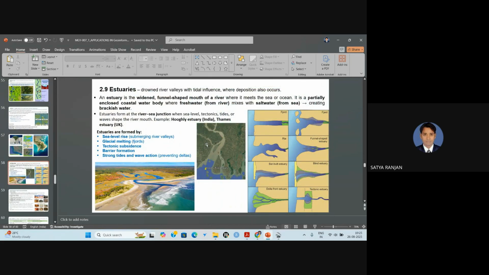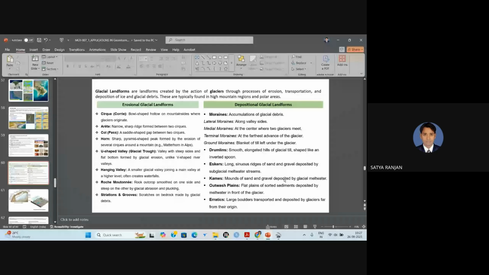Then estuaries. An estuary is generally the mouth of the river. So when the river meets the ocean or sea, it creates some different landforms. So it is called an estuary. Estuaries are formed based on sea level rise, glacier melting, tectonic subsidence, barrier formations, strong tides, and wave actions. So various estuaries are there in glacier areas also, and in the coastal areas of lowland areas also.